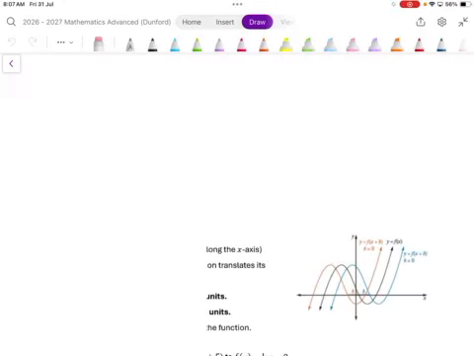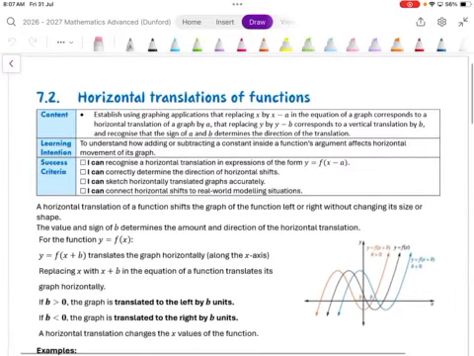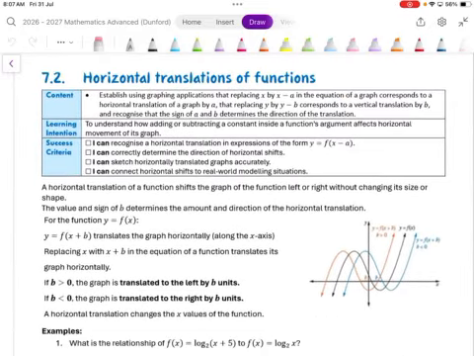So, a horizontal translation of a function shifts the graph of the function left or right without changing its size or shape. The value and sign of b determines the amount and direction of the horizontal translation. For the function y equals f of x, when we have a horizontal translation, y equals f of x plus b translates the graph horizontally along the x-axis.